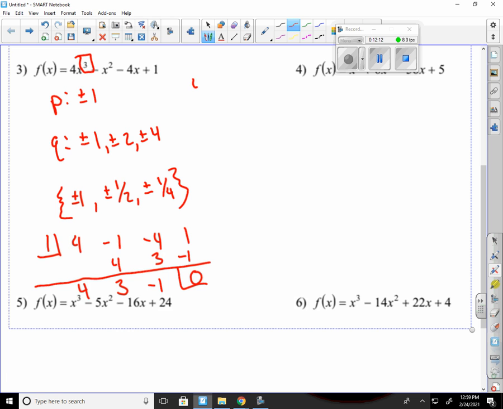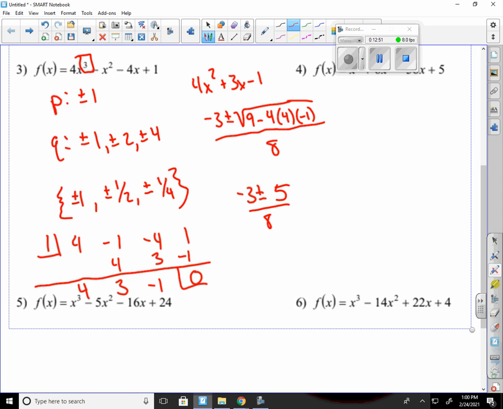Now, 4x squared plus 3x minus 1. Negative b, that's -3, plus or minus the square root of b squared, which is 9 minus 4, times a, which is 4, times c, which is -1, all over 2a, which is 2 times 4. 4 times 4 is -16, times -1, positive 16. 9 plus 16 is 25. That's -3 plus or minus the square root of 25, which is 5 over 8.